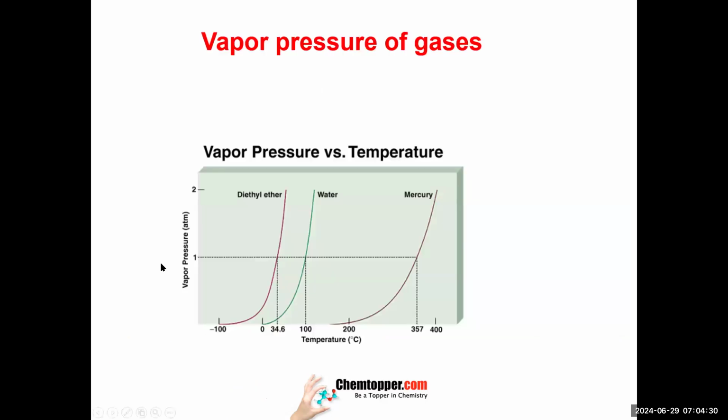Okay, vapor pressure versus temperature. I'm giving you the structure of all of them. Diethyl ether, CH3, CH2O, CH2, CH3. They will be given to you in the examination. Water, Amodita, you are back, and mercury.